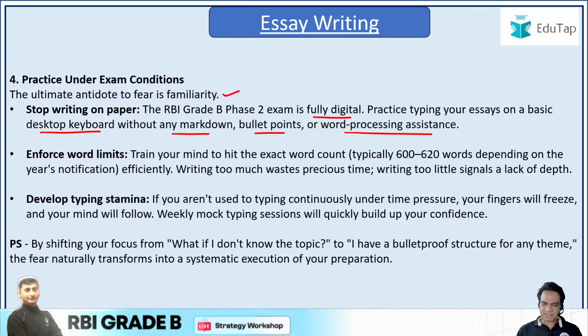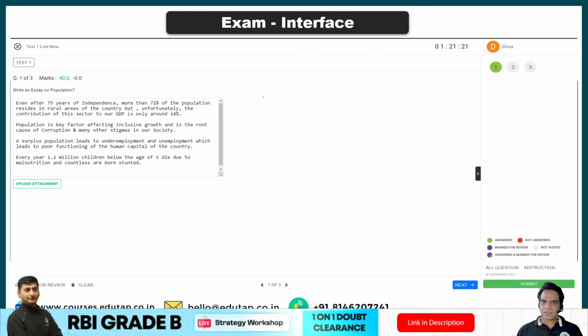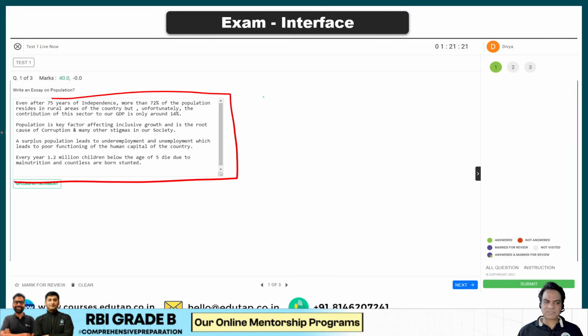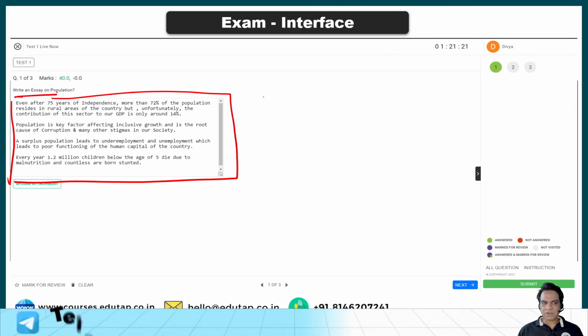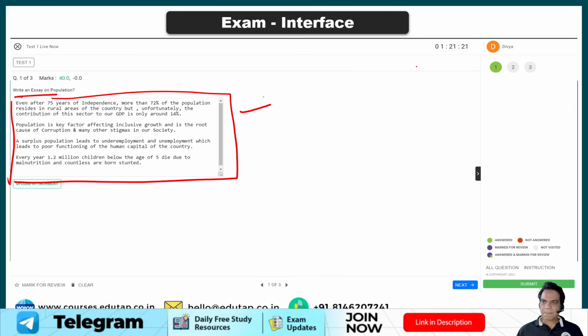I'll show you the interface, guys. This is the interface that we provide you, and this is the kind of interface that you will see in your exam. So you will be writing your answers in a dialog box. You will not have your whole screen to yourself. You'll be writing your answers in a dialog box. So make sure you practice writing in a dialog box.